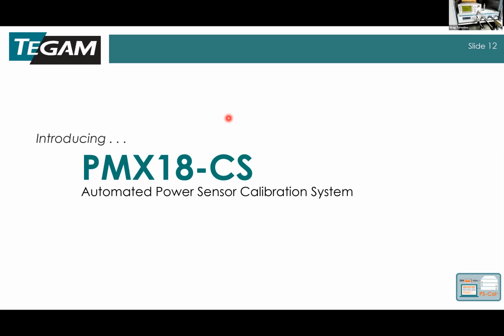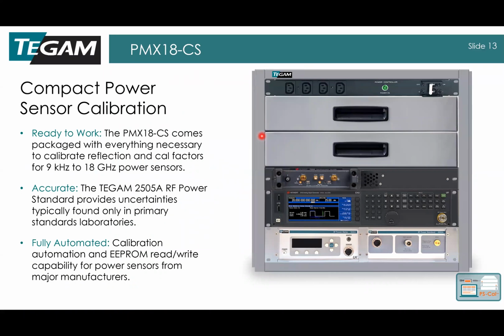I want to take a moment and just introduce the PMX 18-CS. This is a new system that we've just put together, and we'll be getting this up on the website relatively soon and let you check it out a little bit more and read in more detail. This is just a quick overview of what's out there. It's an 18 gigahertz calibration system that includes a TEGAM 1830, TEGAM 2505, a small footprint EXG generator, a headless VNA, a couple drawers for accessories, a laptop, and of course the power strip.